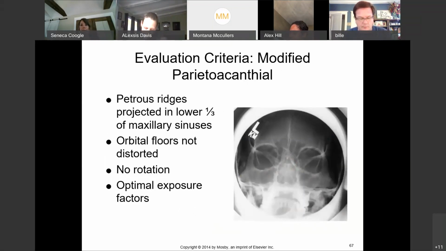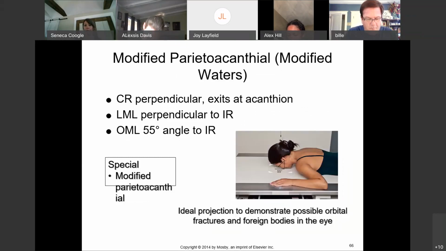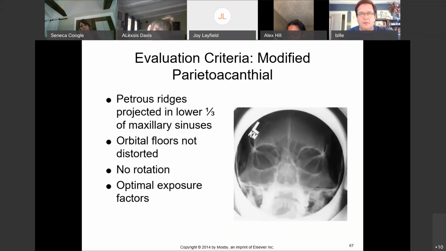So this is the modified. Notice that you can't really see the maxillary sinuses as well because the patient's LML is perpendicular, not the MML. So these petrous ridges are in the lower 1/3 of the maxillary sinuses. So you can really see the orbital floors. And if someone has an orbital fracture or any type of foreign body in the eye, you can see it on this one. It's really good for that.